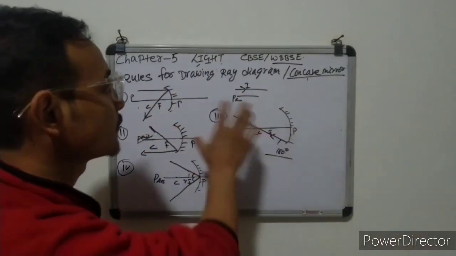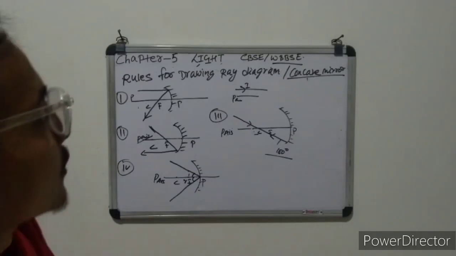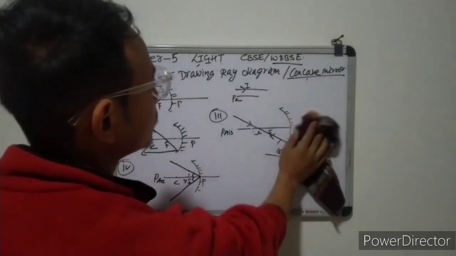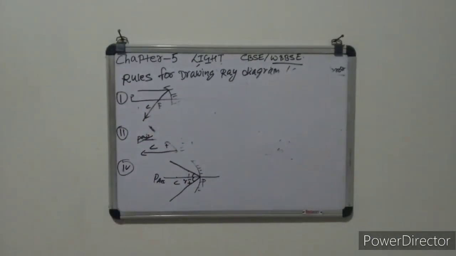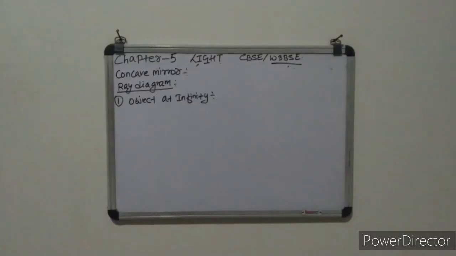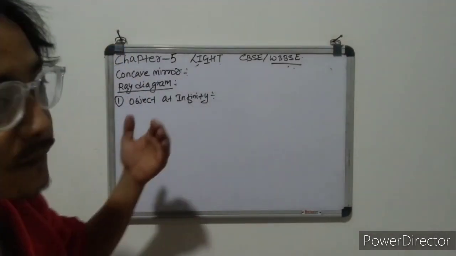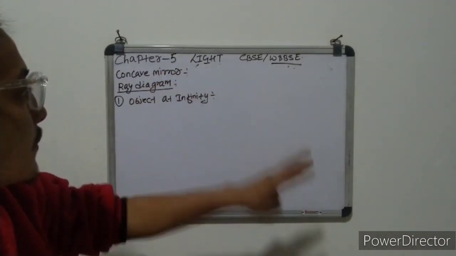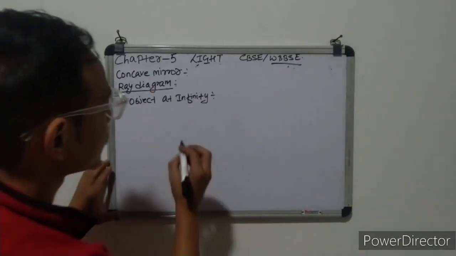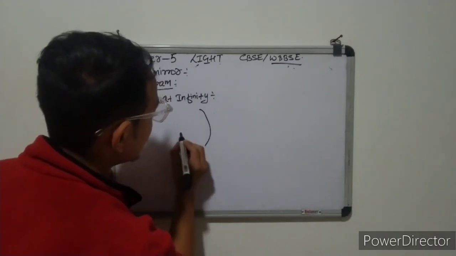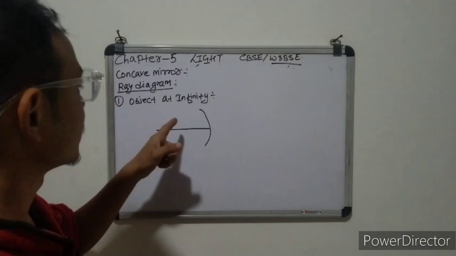Three of them are more important for doing ray diagrams. For the object at infinity, and like this there are 7 ray diagrams, so we have to do that one. Now we will start drawing the ray diagram of the concave mirror. I have given the rules, three of which are important, so we will utilize them. When the object is kept at infinity, what will be the nature and position of the image?